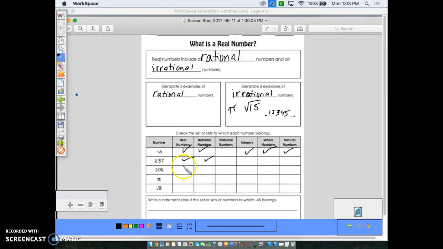20% is going to be 0.2. So again, real number, rational number. Pi, real number, irrational number. Square root of 8. 8 is not a perfect square, so it is real number, irrational.